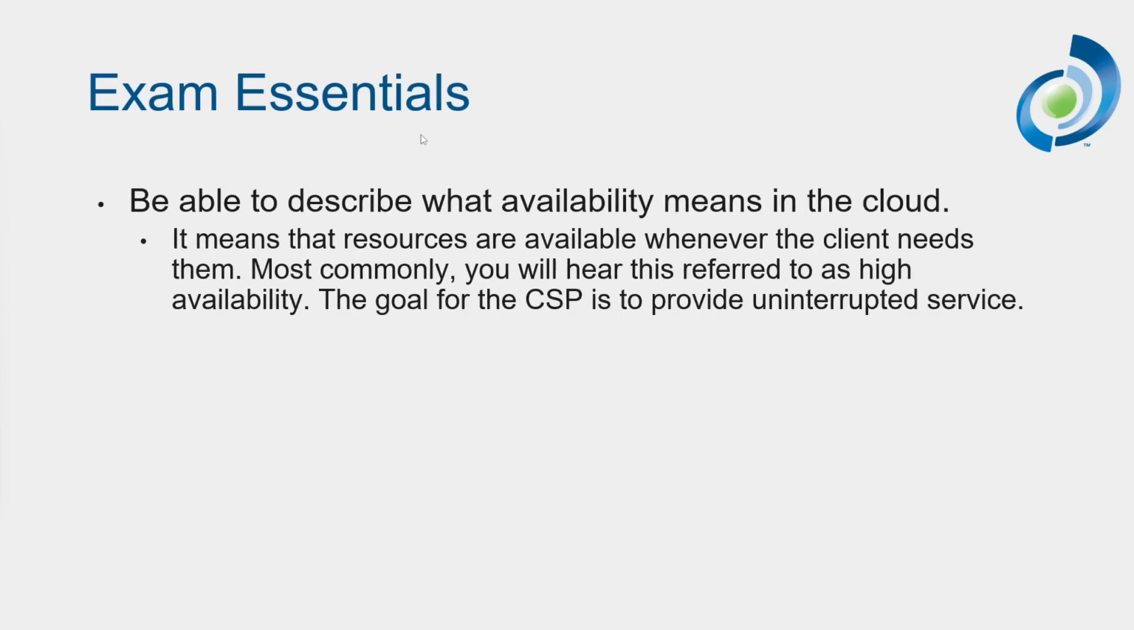Now we want to be able to describe what availability means in the cloud. It means that resources are available whenever the client needs them. Most commonly, you will hear this referred to as high availability. So the goal for the CSP is to provide uninterrupted service.